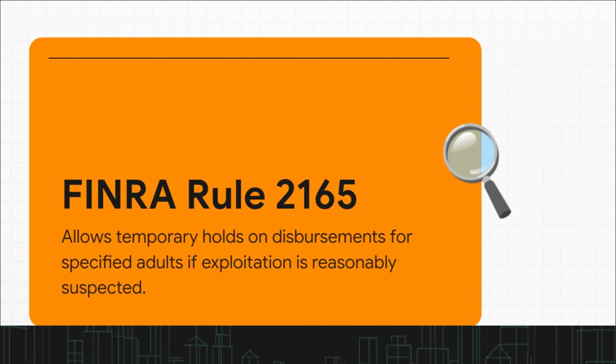A specified adult is anyone 65 or older, or anyone over 18 who has a known mental or physical impairment. What the exam wants you to know is that you have the power and the responsibility to raise a red flag, and your firm can actually step in to protect the client.